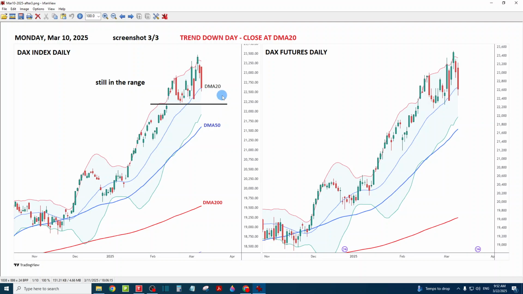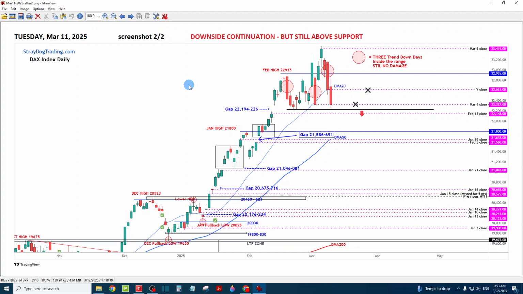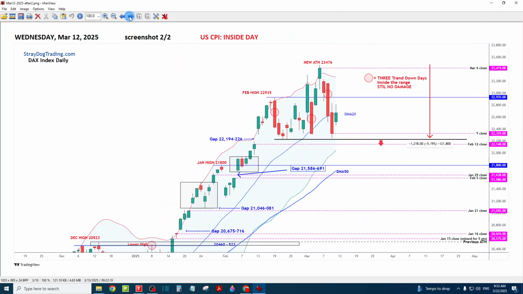So still this is the same case like 2 weeks ago. No downside follow through below support, and as long as above this support, the large time frame bias is going to be neutral on DAX. Now, a trend down day and close on a daily 20, downside continuation on previous Tuesday, and I think this is one of the key dates in previous 2 weeks, because on this day market just tagged the support area. Again, no downside follow through, still above support.